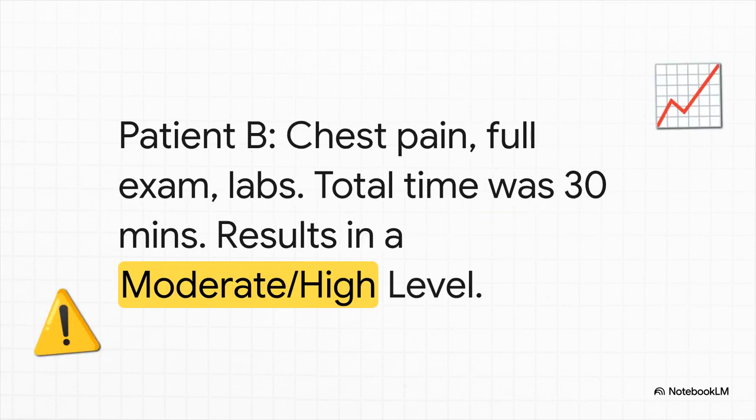But now contrast that with patient B. This patient presents with new onset chest pain. The doctor does a full history and physical, orders an ECG and lab work, and has to consider a differential diagnosis, like is this angina or just GERD? The total time spent is 30 minutes. You can immediately see how the increased cognitive work, the higher risk factor, and the extra time instantly drive this up to a moderate to high E/M level, which gives us a 99214.